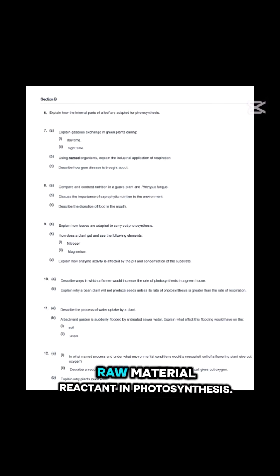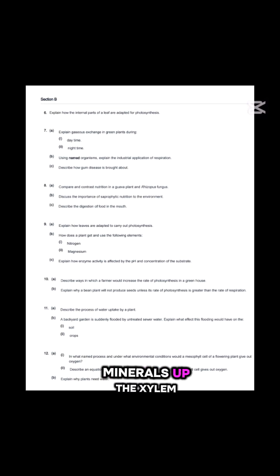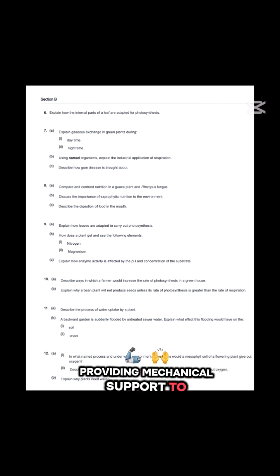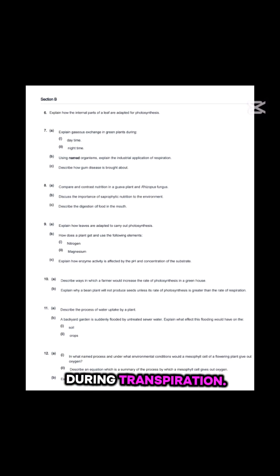It acts as a raw material reactant in photosynthesis. It serves as a solvent to transport dissolved minerals up the xylem and sugars down the phloem. It maintains cell turgidity, providing mechanical support to keep non-woody plants upright. It is used for cooling the plant via evaporation during transpiration.